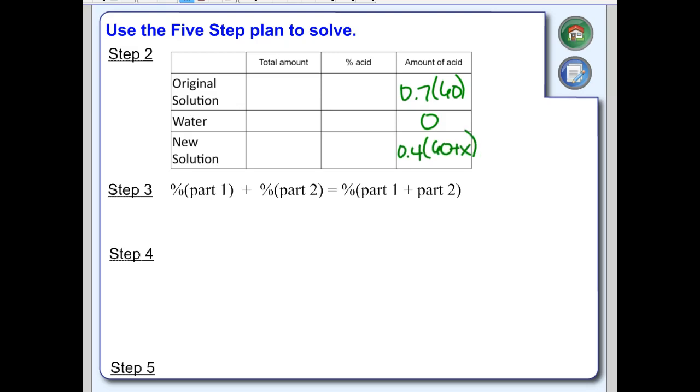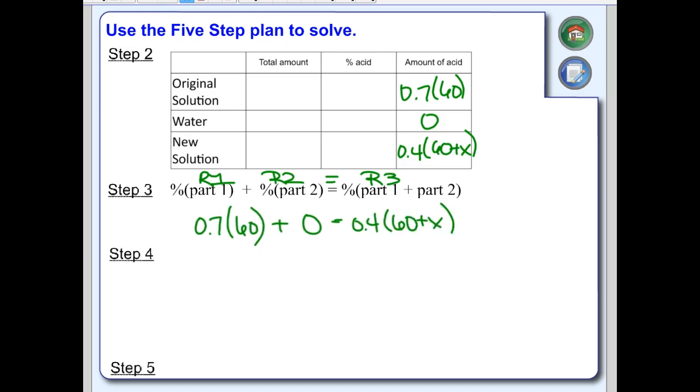Now, once again, it's going to be the original solution, row 1, plus the water that we added, which was row 2, equals my new solution, which is row 3. So, what was our original solution? 0.7 times 60, water, 0, equals 0.4 times, that's my new solution. So we've got to take care of our distributive property.